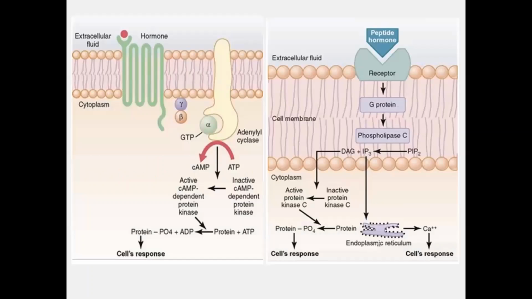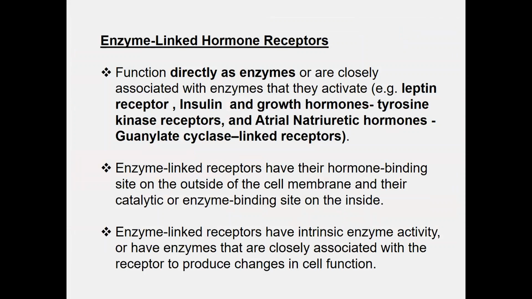Now, this schematic diagram shows an example of these second messengers produced in the G protein coupled receptors. The third type of receptor is the enzyme-linked hormone receptors.